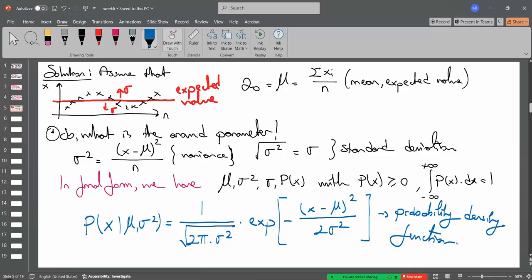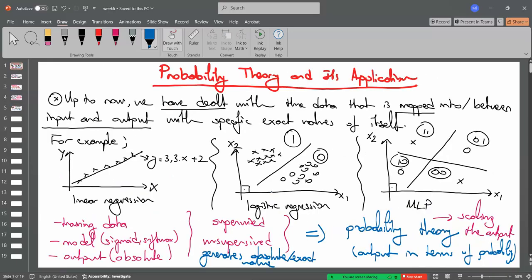Okay, and so this is also called the normal distribution. Okay, in Turkish, in a short summary.